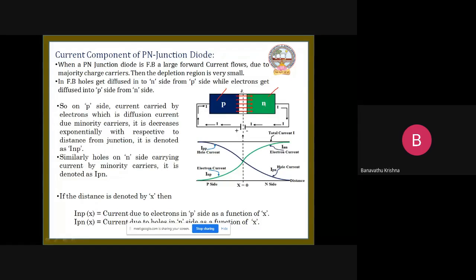Similarly, the negatively charged electrons are more numerous here and move in the opposite direction. Then positive immobile ions are left near the junction, and the depletion region is formed. This is the basic concept of the formation of the PN junction diode.